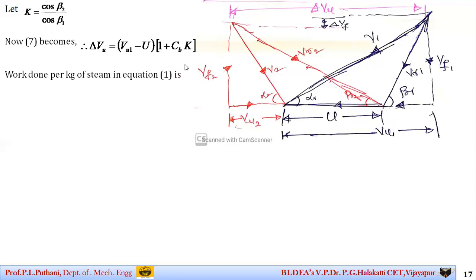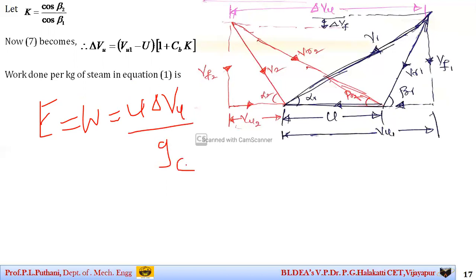Already we know in equation number 1, work done is U delta VU by GC. Delta VU is VU1 plus VU2. Directly we have the value of delta VU here. So as I said, we have already this equation, energy E is equal to W is equal to U delta VU by GC. This is the equation number 1 which we have already written there.